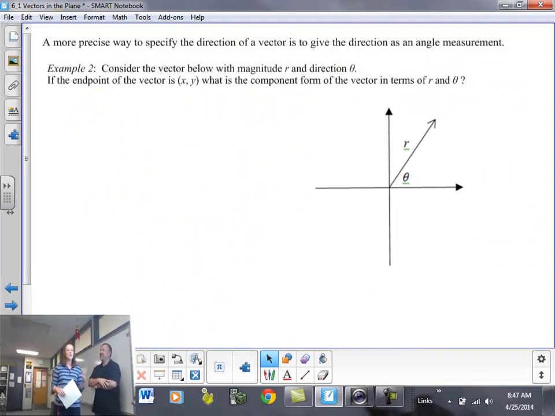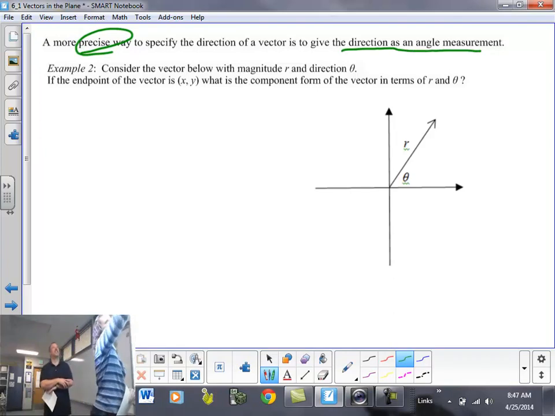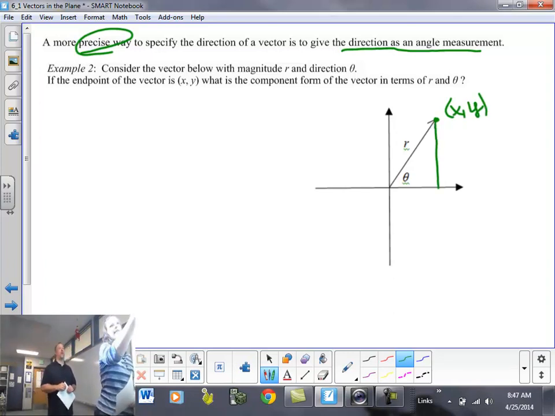All right, so what if we don't have coordinates? Well, if we don't have coordinates, we've got a better way to talk about our vector, a better way to talk about its direction using an angle measurement. Let's read the question this time. Consider the vector below with magnitude r in direction theta. If the endpoint is at x, y, what is the component form of the vector in terms of r and theta? Okay, well, if the endpoint's right here, then this is the point x comma y, correct? So basically we just need to find what x and y are in terms of r and theta so we can write it in component form.